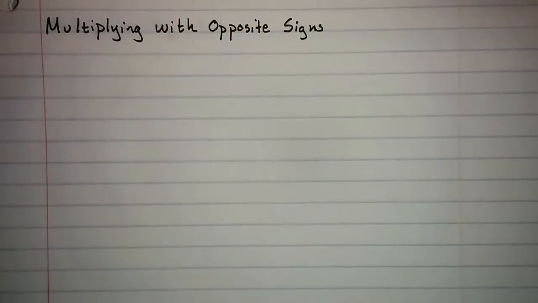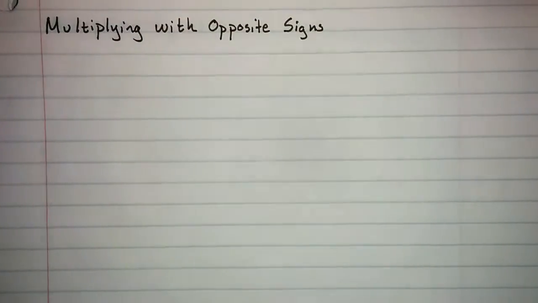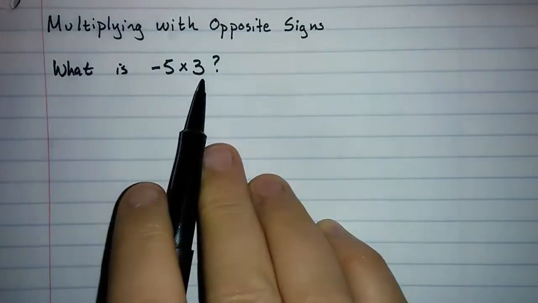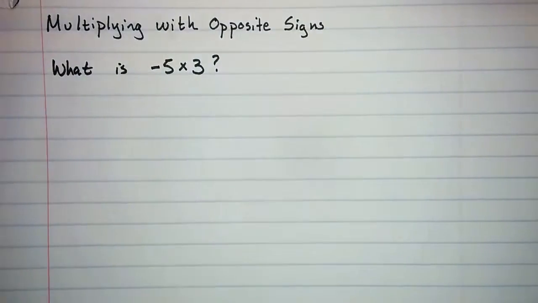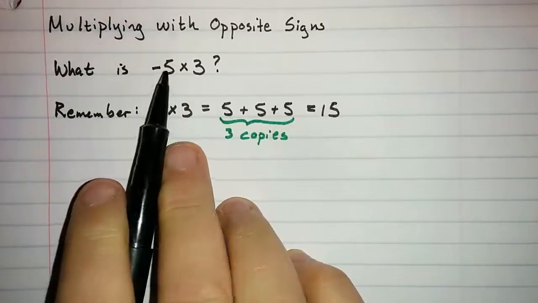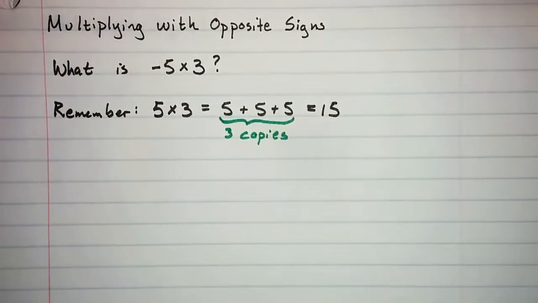Let's figure out what happens when we multiply a negative number by a positive number. And let's start by thinking about what happens when we multiply a negative number by a whole number. Let's say we want to find negative 5 times positive 3. Well, remember the way that we defined positive 5 times positive 3. We said that multiplication is just a process of repeated addition. To multiply a negative number by a positive number, we'll follow that same process of repeated addition.